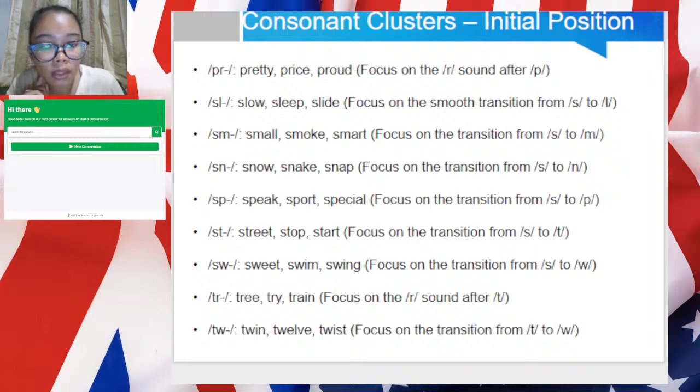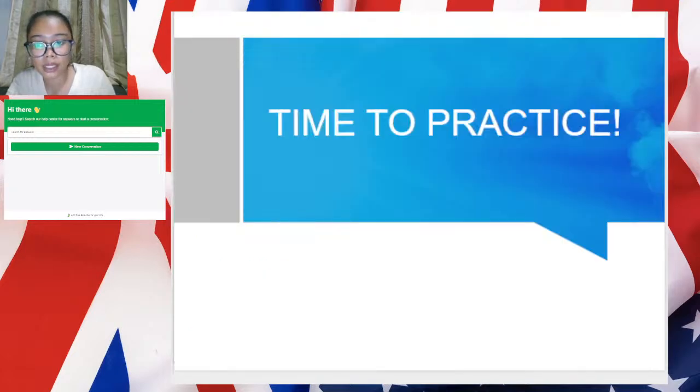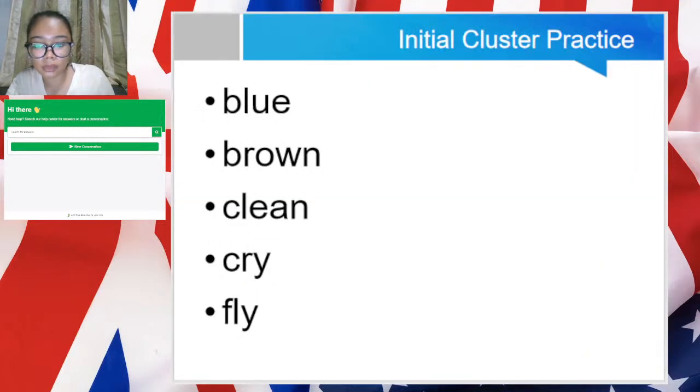We also have sweet, swim, swing. And then tree, try, train, as well as twin, twelve, twist. So those are consonant clusters that are found in the initial position of a word. We shall have a time to practice. Well, this is very easy. You'll just have to say the words with me, because if we try to find the initial consonant cluster, it's very easy.